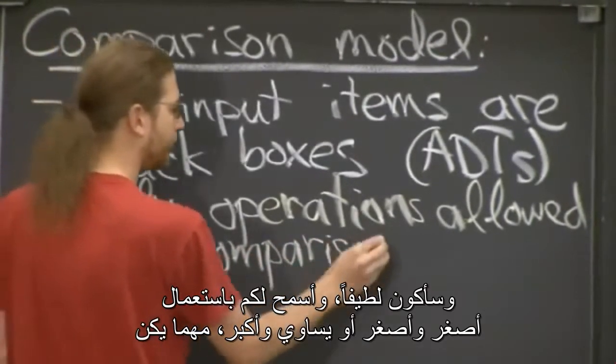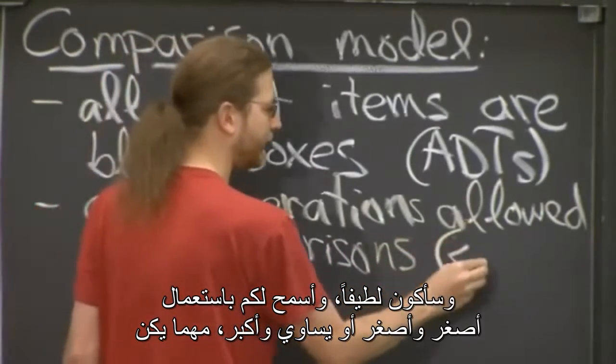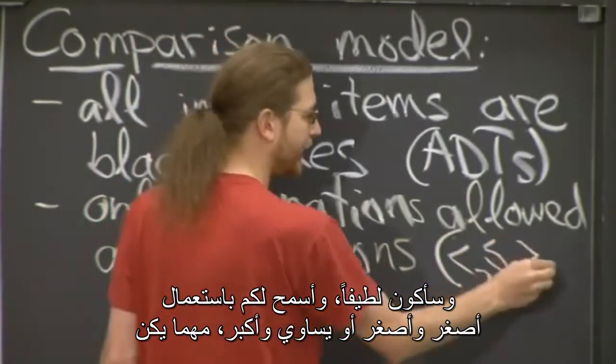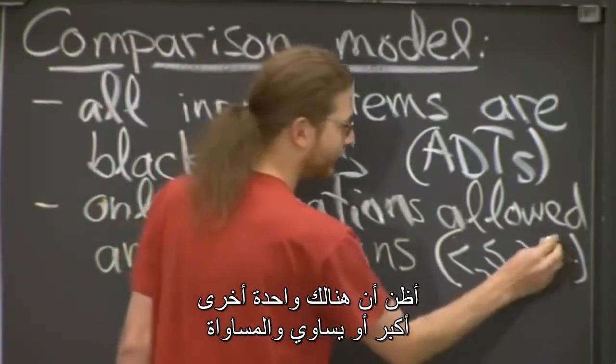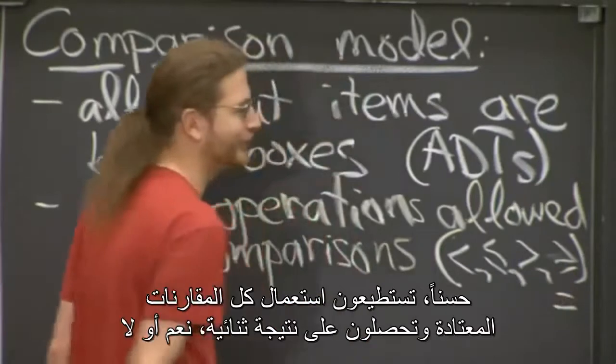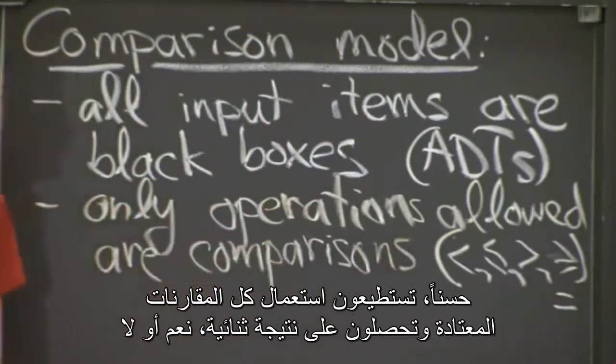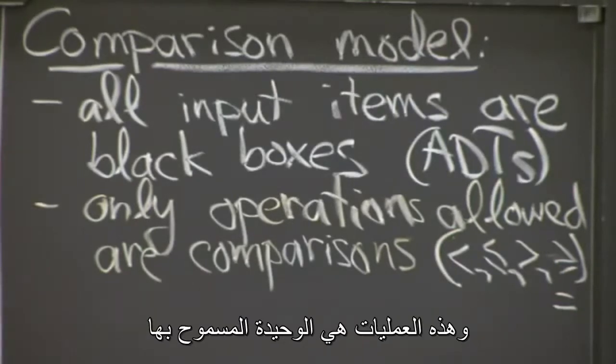I'm going to be nice, and I'll let you do less than or equal to, greater than, whatever. I guess there's only one other. Well, there's two more. Greater than or equal to, and equals. So you can do all the usual comparisons. You get a binary answer, yes or no. And those are the only operations you're given.